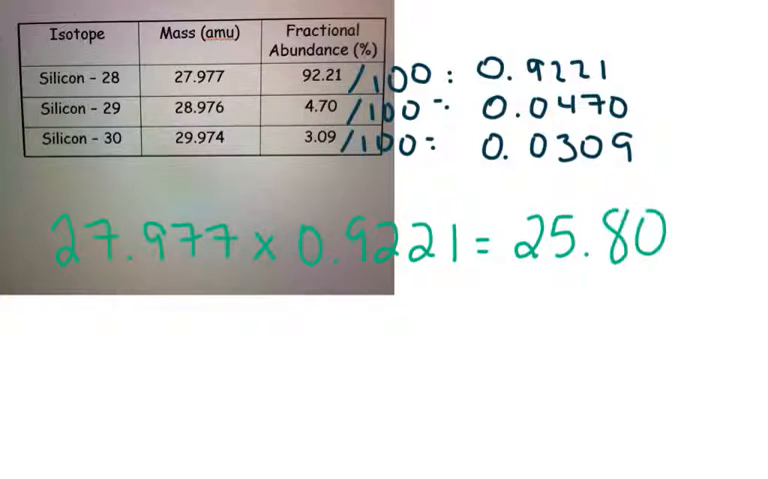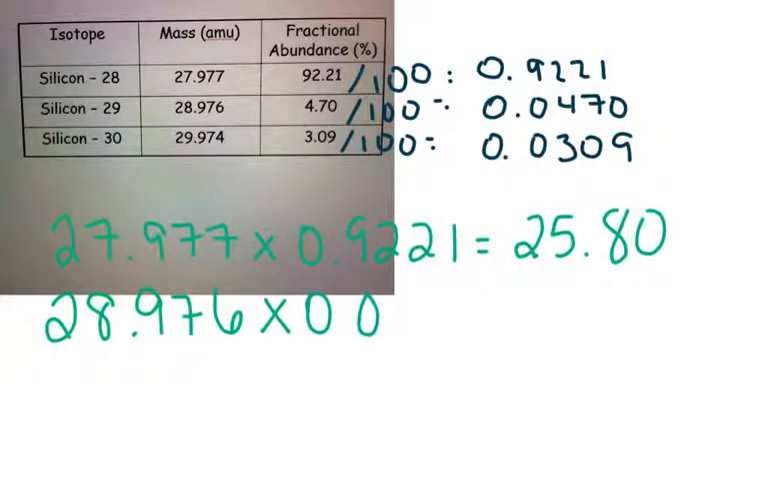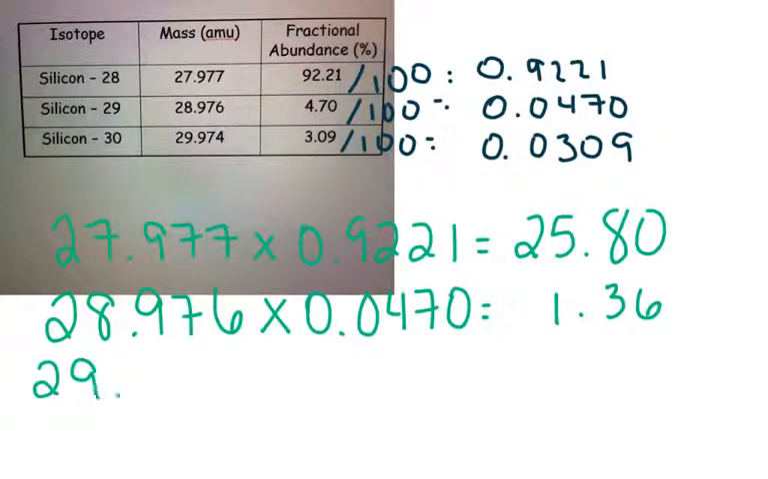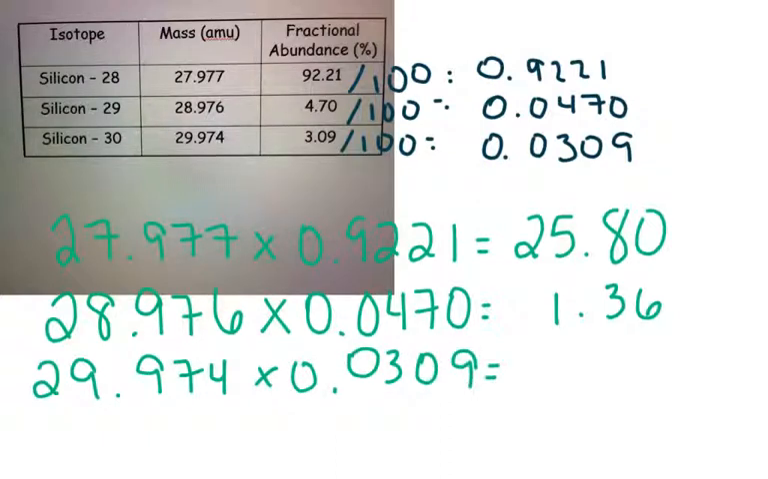That gets us 25.80. We're going to use 4 sig figs because that's the lowest one in the problem. The next one is 28.976 times 0.0470. That gets us 1.36. 3 sig figs because 0.0470 has 3 sig figs. And then the last one is 29.974 times 0.0309. And that gets us 0.926.